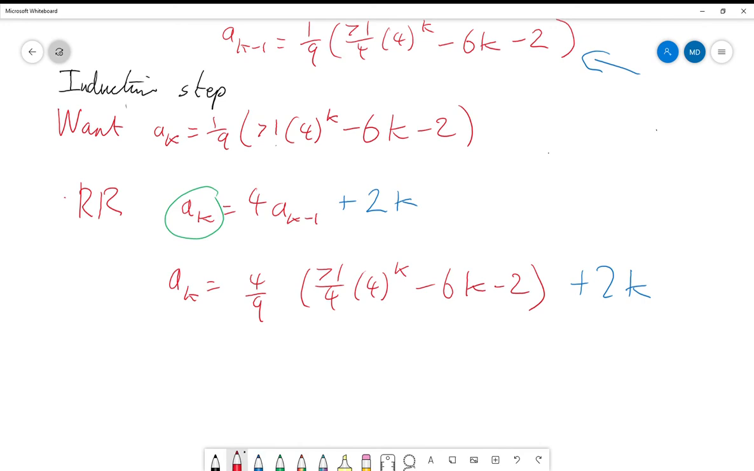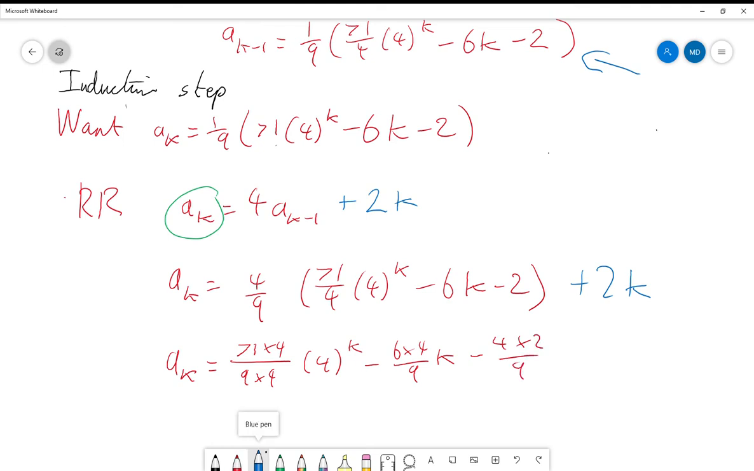And then from there we're going to get that A_k is going to be equal to, let's expand this out, 71 times 4 over 9 times 4, lots of 4 to the k, minus 6 times 4 over 9, k, minus 4 times 2 over 9, and plus 2k on the end. So that's just expanding out the brackets there.